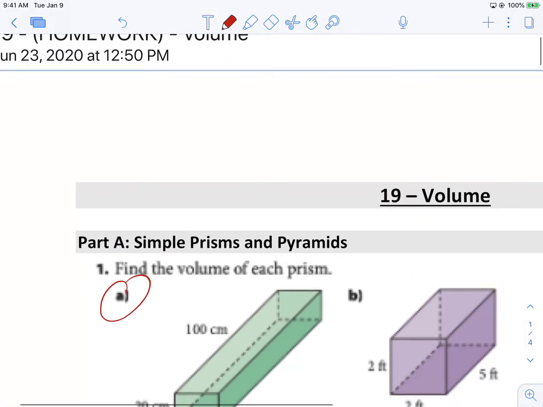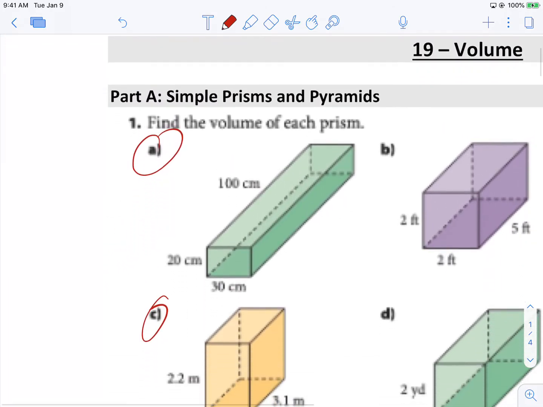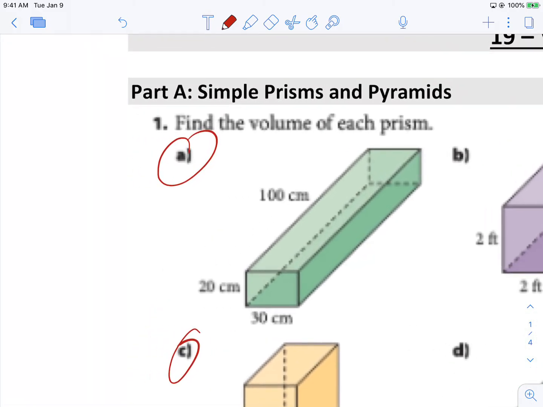Okay, we are looking at lesson 19, this final homework of the course, and this has to do with volume. So we're looking at volume of each prism. Remember, here's our formula: length times width times height. So these will be very, very quick.